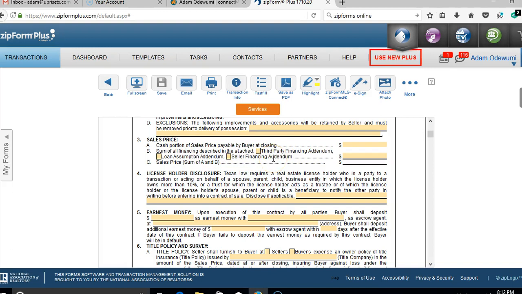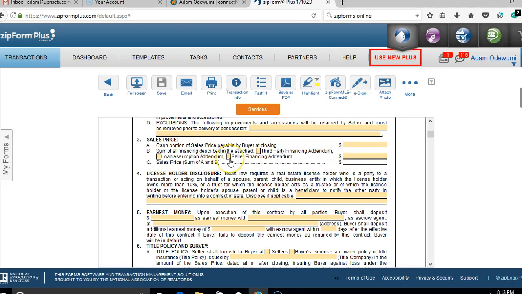Basically what B is saying is how much of the sales price you are financing, or how much of the sales price is not going to be paid for with cash from the buyer. Okay, so if you're using a bank, this is going to be the finance part, so the sales price minus the down payment, which is the loan amount. If you're paying cash, it's going to be 0 because you're not financing anything.